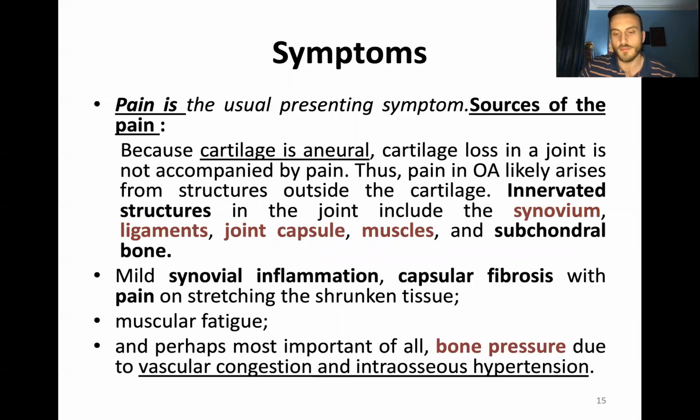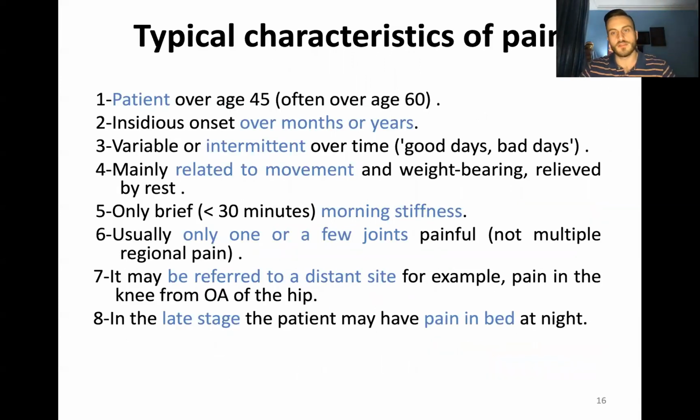So mild synovial inflammation, capsular fibrosis with pain, muscular fatigue, and the bone pressure will be increased because of the inflammatory response. So typical characteristic pain, how the patient will present to your clinic. Usually patient over 45 years. The pain is insidious in onset, months to years, variable or intermittent. So they have some good days, they have some bad days, depending on the activity they are doing.